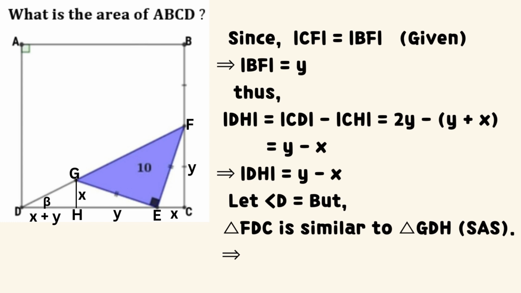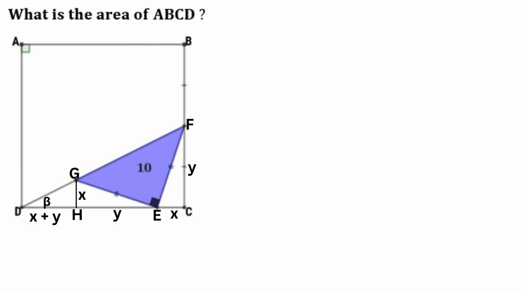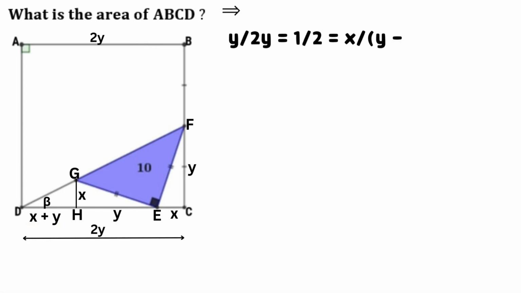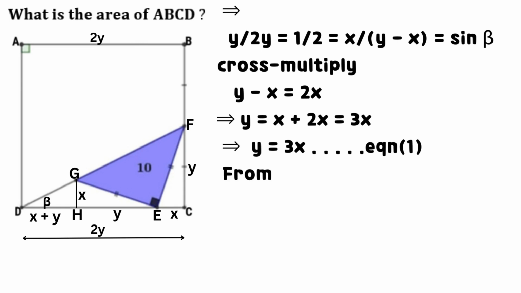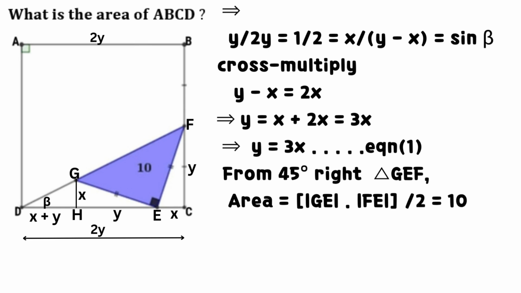Let angle D equal beta. Triangle FDC is similar to triangle GDH. It is side angle side. This implies that y divided by 2y, which equals half, equals x divided by y minus x, that is equal to sine beta. Cross multiply: y minus x equals 2x. Thus, y equals 3x. We call it equation 1.